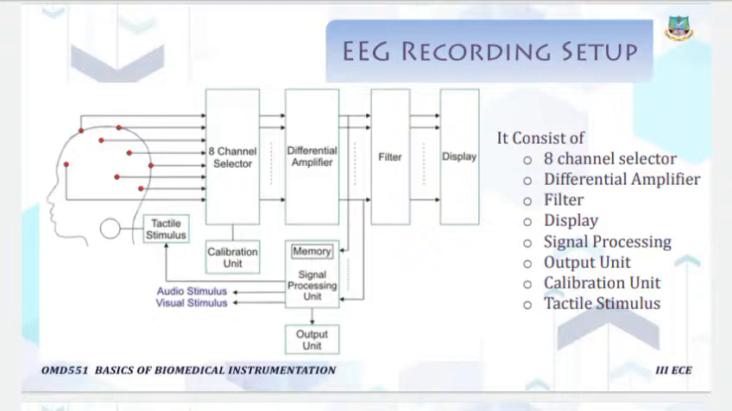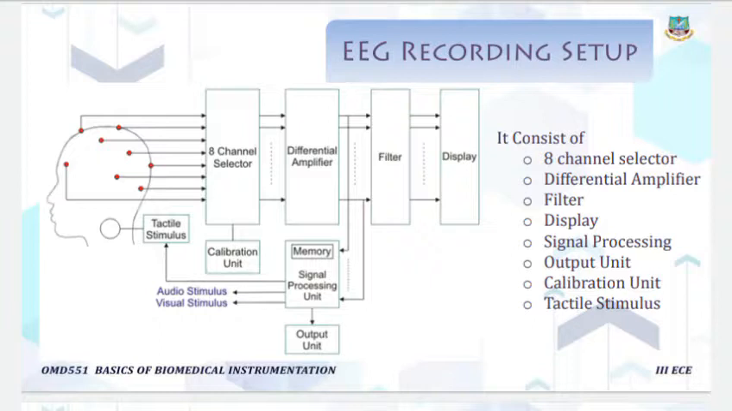It consists of an 8 channel selector, differential amplifier, filter, display, signal processing unit, output unit, calibration unit, and tactile circuit. Okay, normally what is the number of electrodes used for measuring the brain signal? Normally it consists of 21 electrodes, right? So here in this figure we see only 19 electrodes.